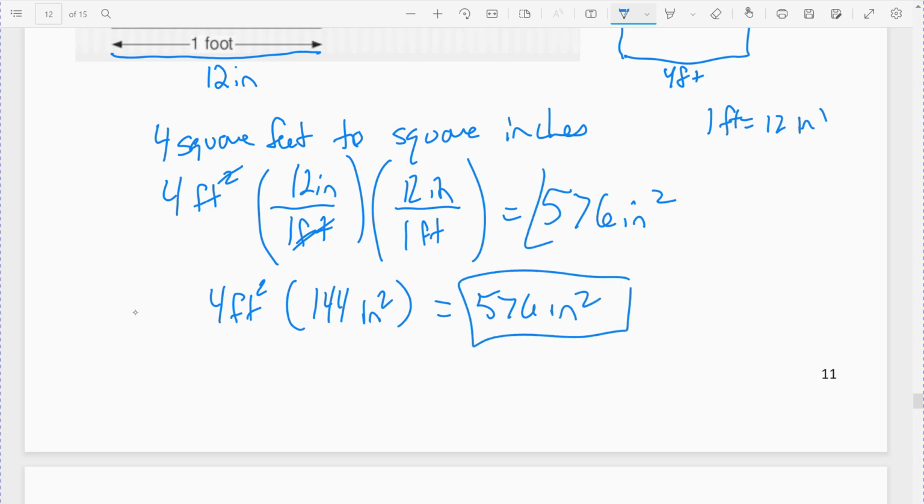All right, so you just have to keep that in mind. There are two sides when we're squaring it. And so then what if we add something to that? What if we do a cube?